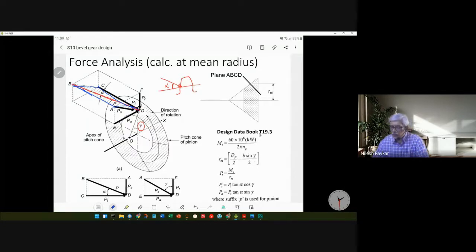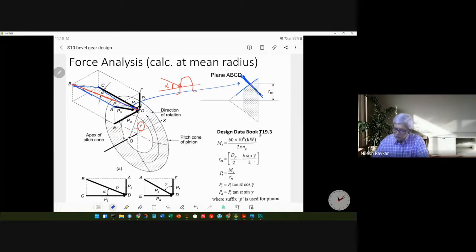This plane is perpendicular to the pitch cone. So that is more clear. Plane ABCD, which is a blue plane, is perpendicular to the pitch cone. So this is the pitch cone. If you draw a plane which is perpendicular to the pitch cone passing through the gear tooth, then that is the plane in which the net force lies. So the net force lies in this particular plane.